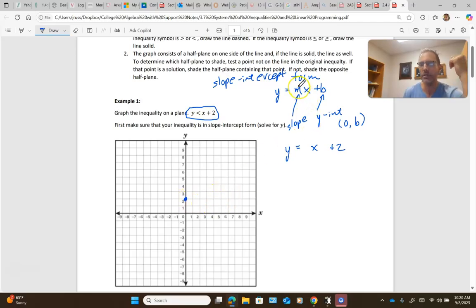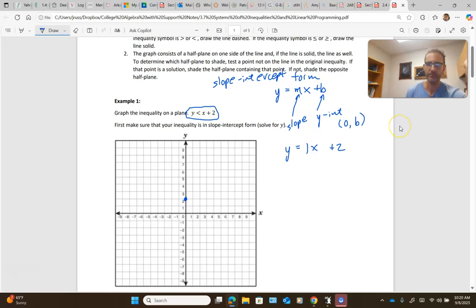And then you look at your slope. The slope is the steepness of the line. That'll tell you where that second point needs to go. All right, so what's the slope in this one? There's not a number in front of the x, but there is an understood 1.